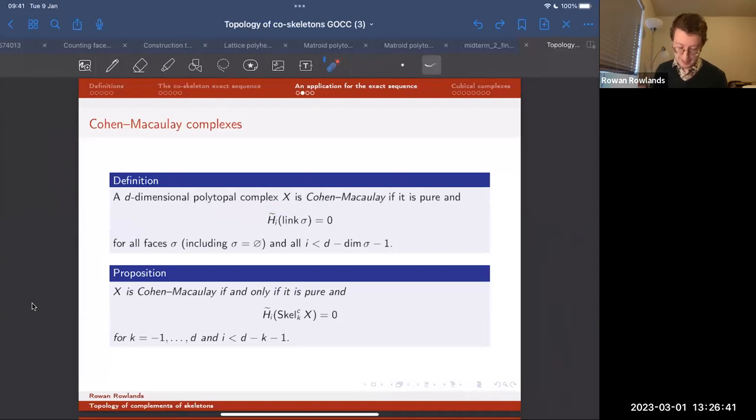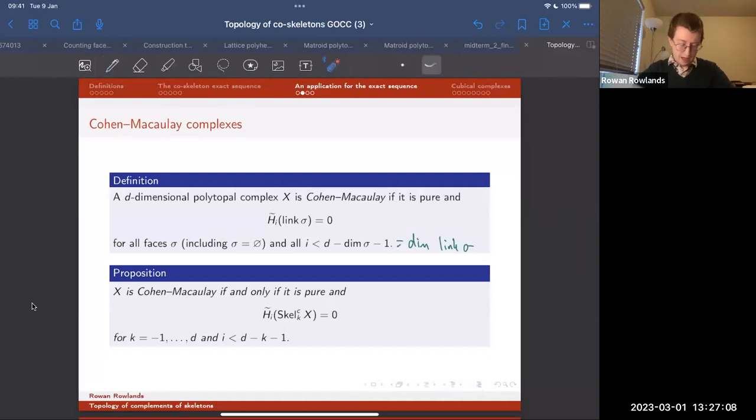The more interesting bit today is this condition here, that the ith homology of the link of any face is always 0. And that's for any face sigma, including the empty face, and all values of i less than d minus dimension of sigma minus 1. So this dimension here kind of equals the dimension of the link of sigma, since we assumed pureness.